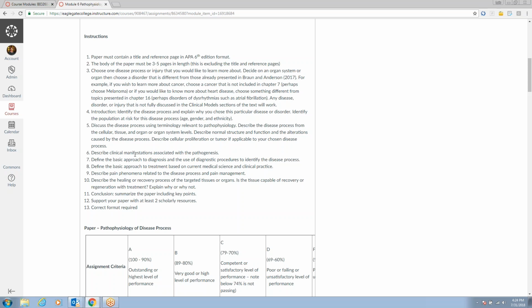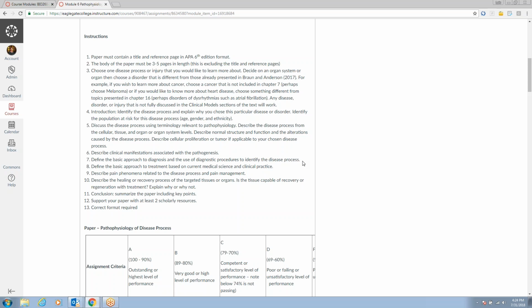But whatever your disease is, what do you expect a patient to look like? What are they going to say is wrong with them? What's the clinical manifestation? Next part is how are we going to diagnose it? So, are they going to do a CT scan? Are they going to do a physical assessment? Are they going to do an X-ray? Do they need to draw blood? What is it that we have to do to diagnose that disease process?